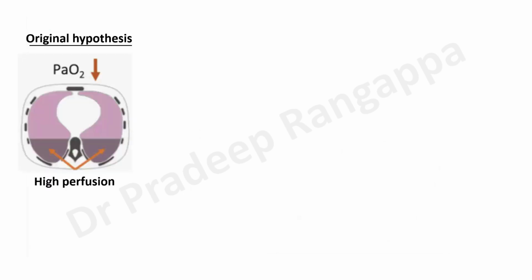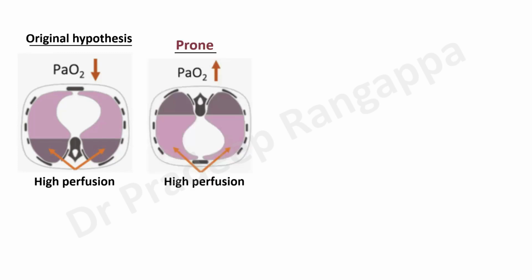The original hypothesis of ARDS was that there is a ventilation perfusion mismatch. Here you have the basal parts which are atelectatic, which are consolidated, and our understanding is that wherever there is atelectasis or consolidation, there is hyperperfusion. There is perfusion, but there is no ventilation happening. So there is a ventilation perfusion mismatch, and this was explained as a reason for the hypoxemia. And when you prone, this gets better.